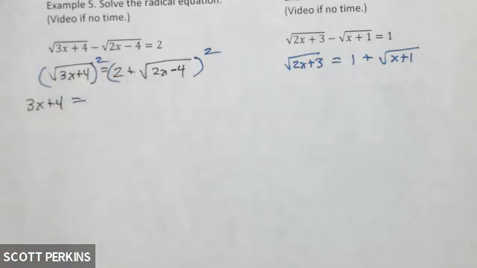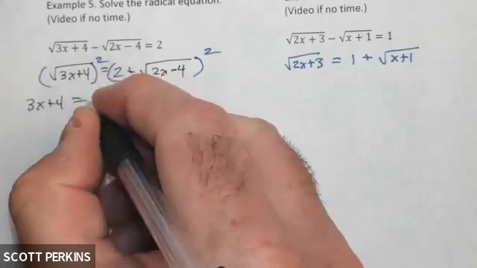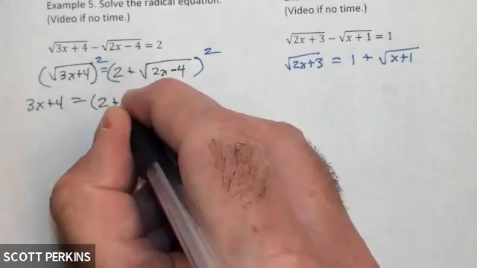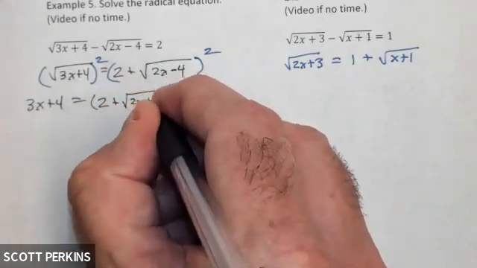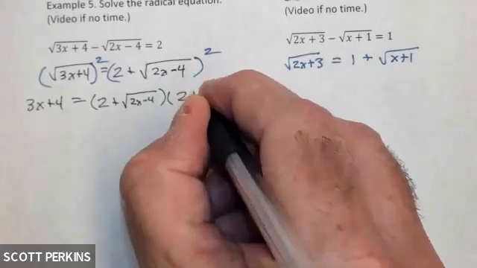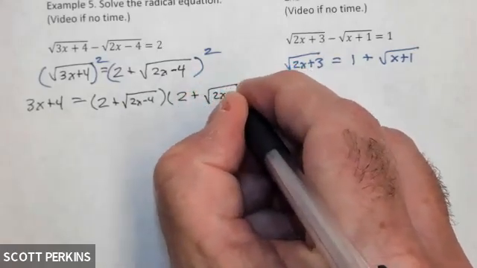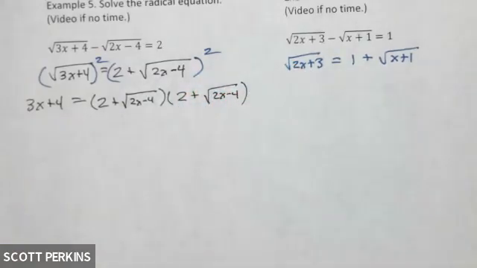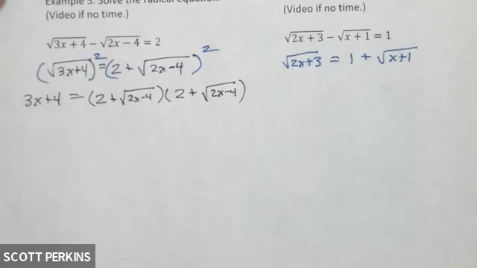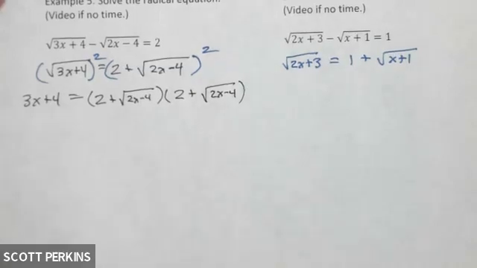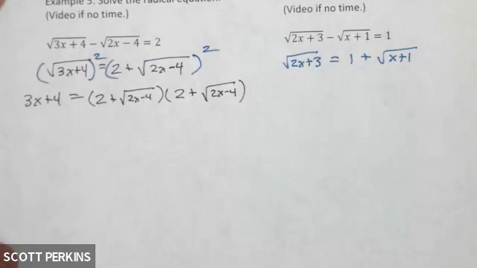On the right, I've got that binomial. I've got a 2 plus the square root that I've got to square. So I'm going to write that out. 2 plus the square root of 2x minus 4 times 2 plus the square root of 2x minus 4. All right, so I'm going to pause. I would like you in exercise 7, get that problem to the same point. Square both sides and then write it like I have for the next step. The next step's the gross step.